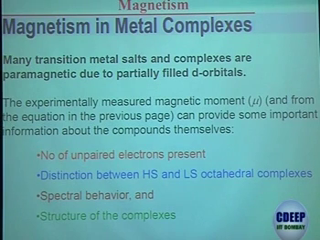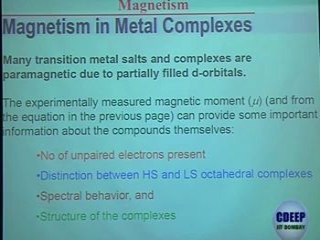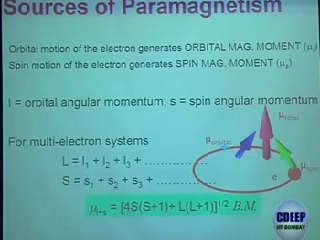Now, many transition metal salts and complexes are paramagnetic, of course, due to their partially filled d orbitals. The moment everything gets filled, you don't get much of a magnetic moment. The experimentally measured magnetic moment, and of course the equation I was talking about, can provide some important information about the compounds themselves. So, what we do is take a compound and measure the magnetic moment, and we have an equation from which we can calculate the magnetic moment. Now, we try to see the difference between the two and explain the reason if the experimental values are differing.